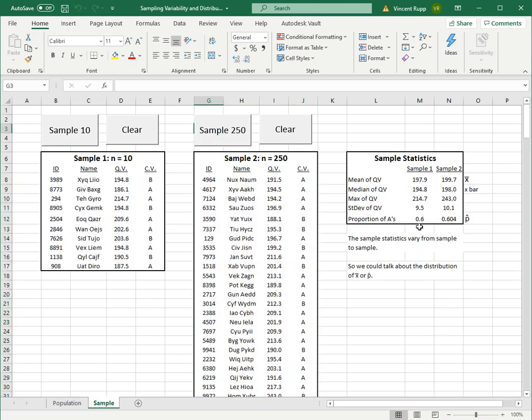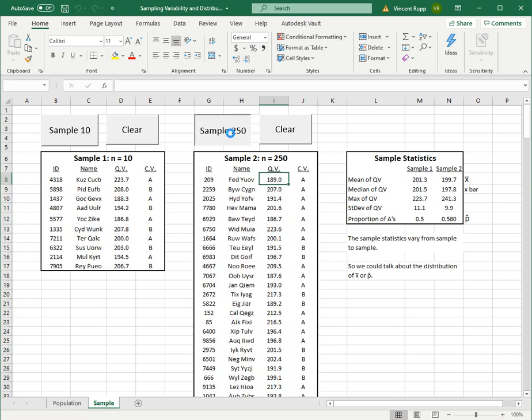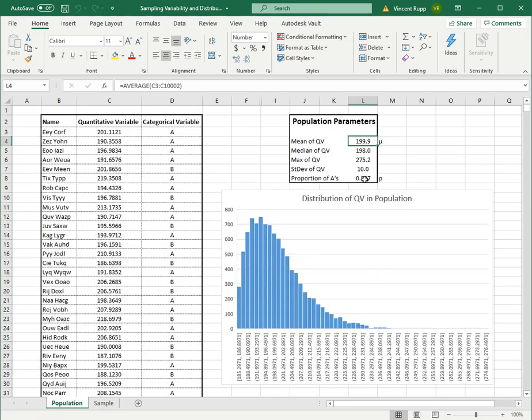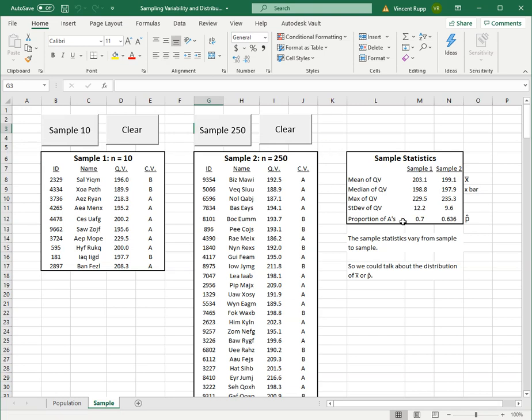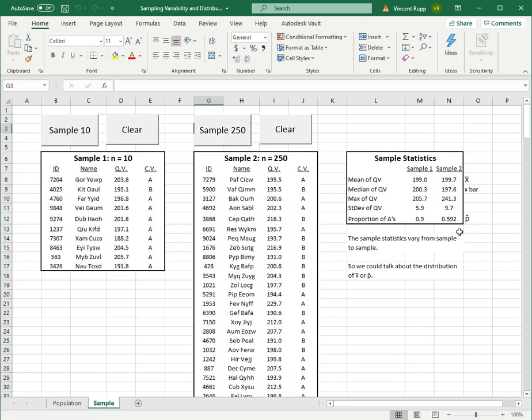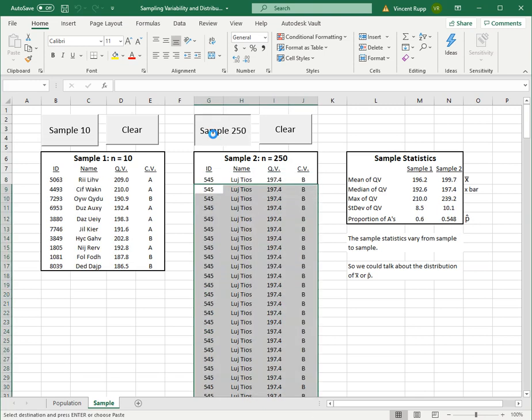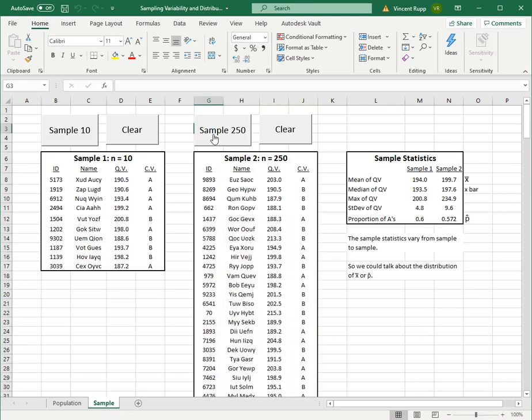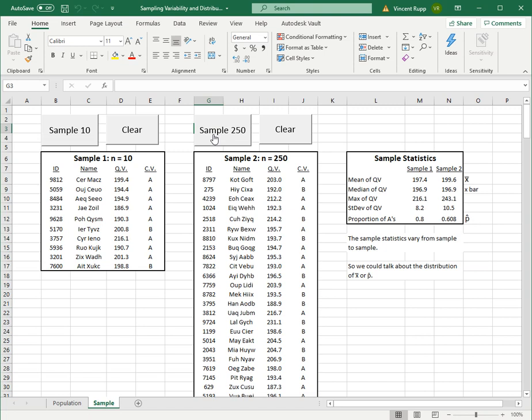Now, the larger sample, the less they're going to jump around. You can see the sample proportion p hat is usually around 0.6, whereas in the population it was 0.597 is the proportion of people who are A's, and the sample proportion jumps around a little bit, 0.592, 0.588, 0.572, 0.608. So sometimes a little higher, sometimes a little lower. So the sample statistics will vary from sample to sample.